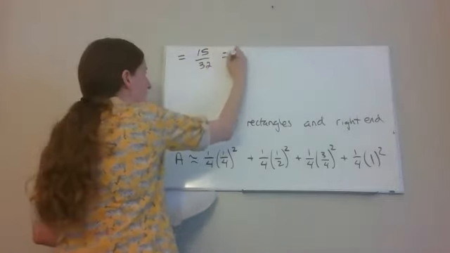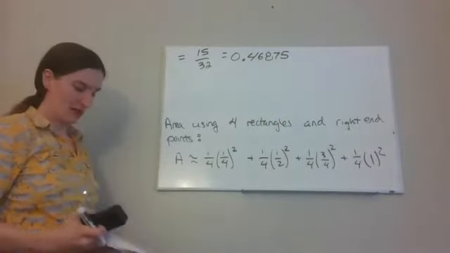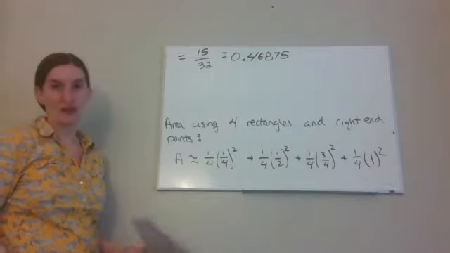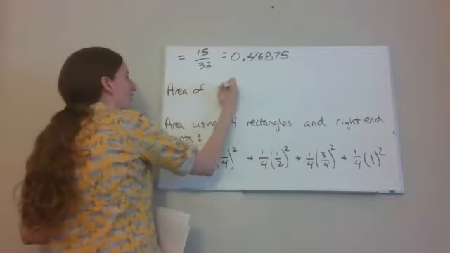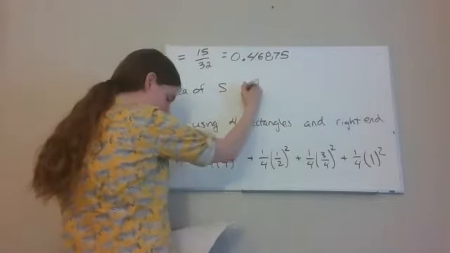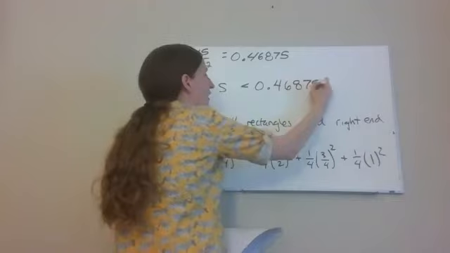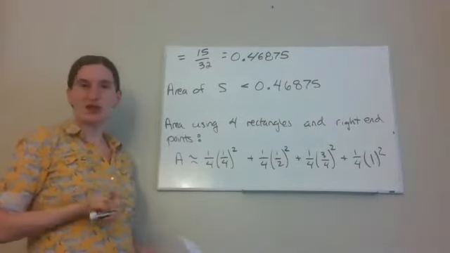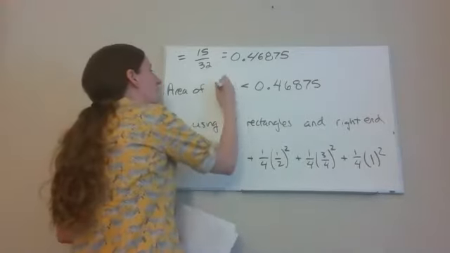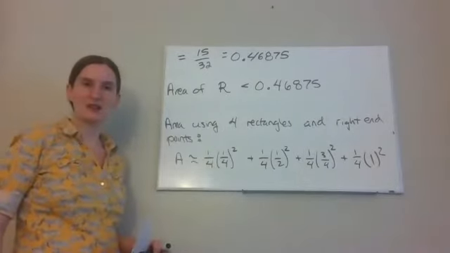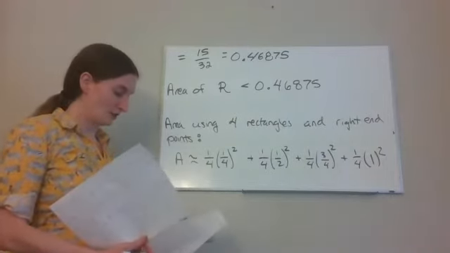Which, if I put into decimal form, is 0.46875. So that gives me an estimation, but I know that the area of that region is actually smaller than that. My area of S, I know, is going to be less than 0.46875, but that's still a better estimation than just saying it's between 0 and 1, like we had just by looking at it. And I'm sorry, I was calling my region R. My area of R is less than 0.46875, but we can still do even different from that.